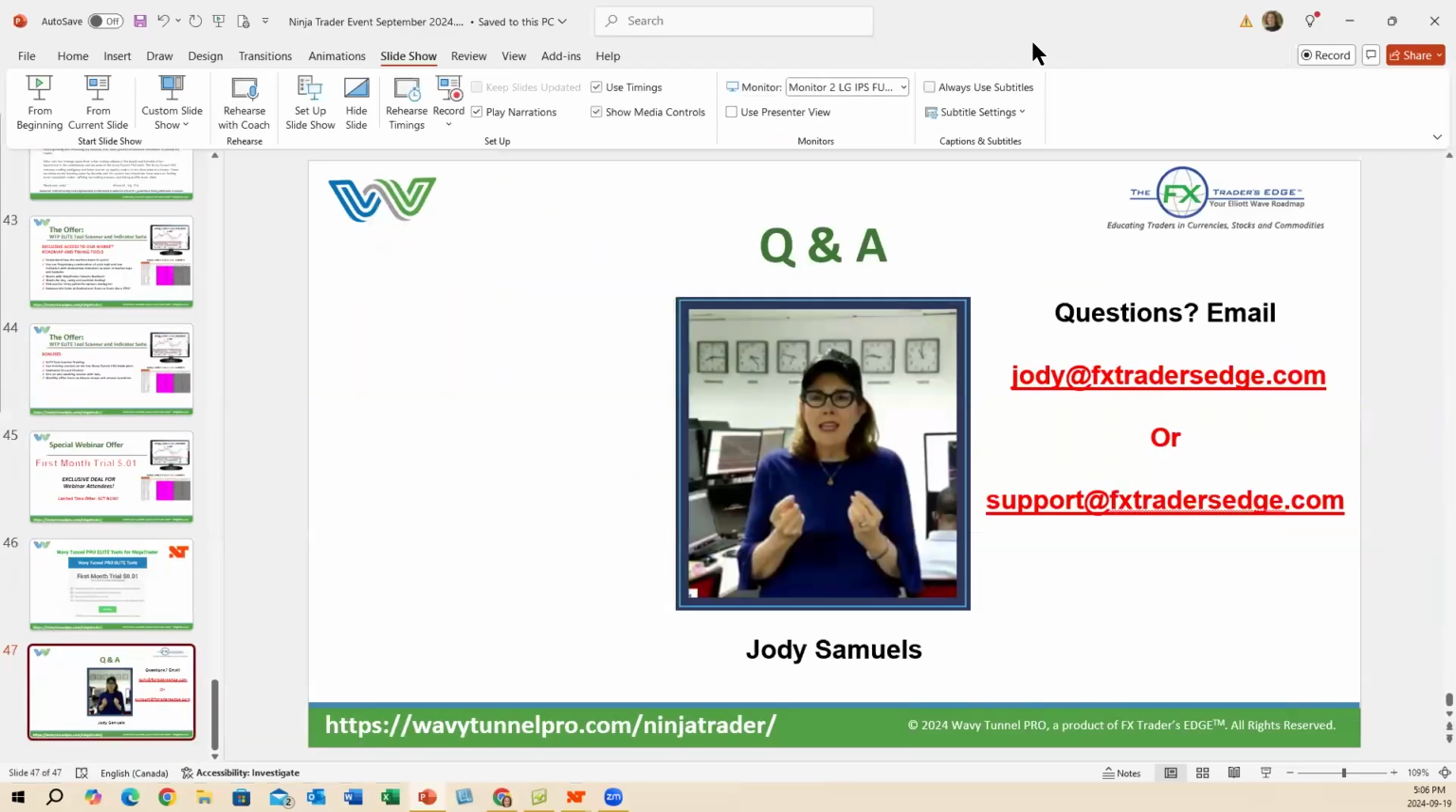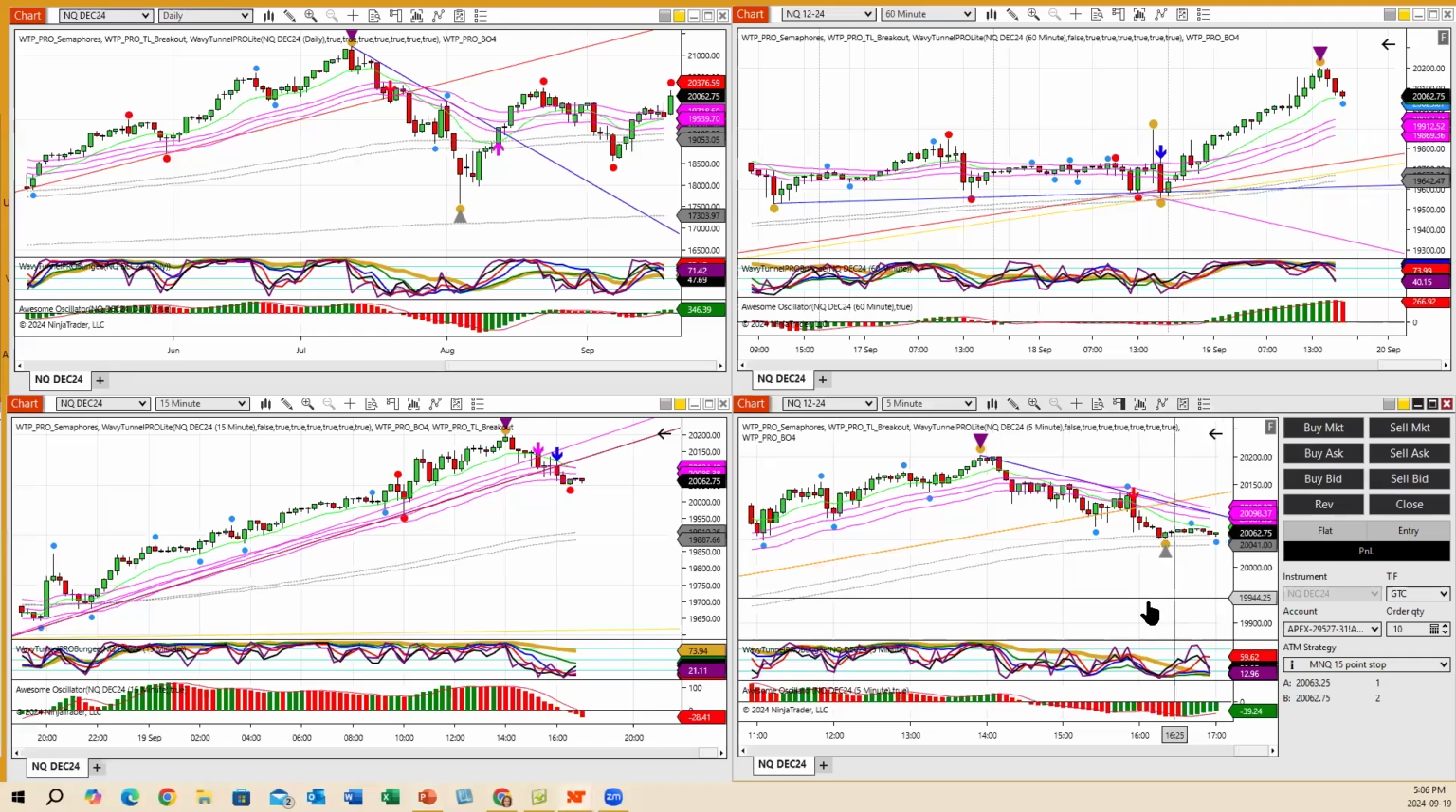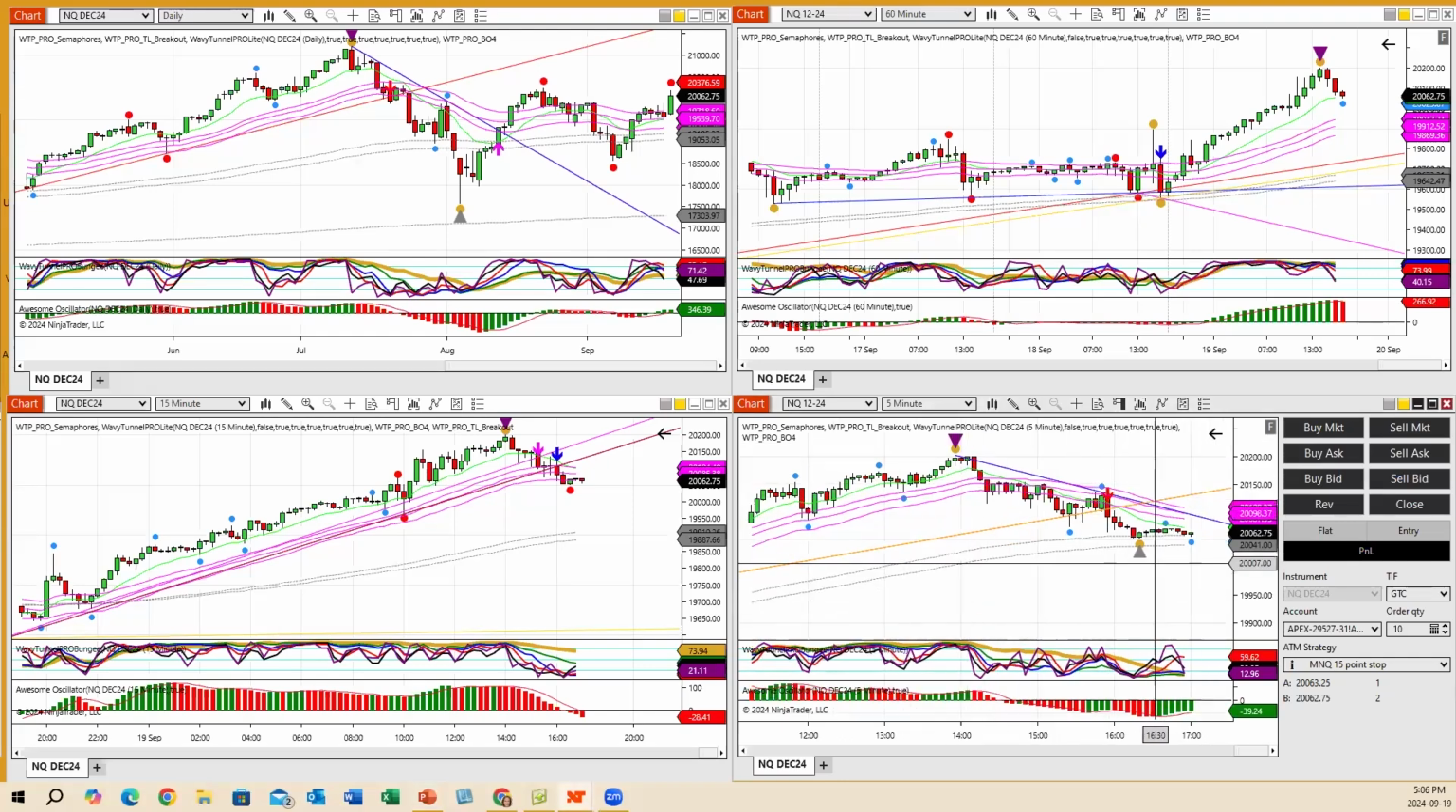Now let me show you. I have my NinjaTrader open and I have set it up. This is the NQ. I have set it up on 4 different time frames: the daily, the 60-minute, the 15-minute, and the 5-minute. And look at this, this is very interesting. On the 5-minute, do you see this pattern?